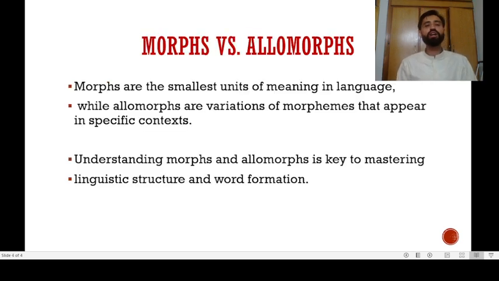Now, morphs are the smallest unit of meaning in language, while allomorphs are variations of morphemes that appear in specific contexts. Understanding morphs and allomorphs is key to mastering linguistic structures and word formation. So I hope you guys understood the difference between morphs and allomorphs. Morph is a broader terminology, whereas allomorph is a subtopic when it comes to morphs. So you cannot understand allomorphs without understanding morphemes or morphs.